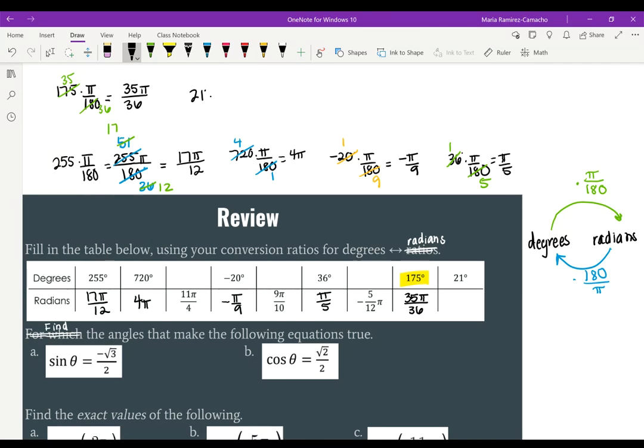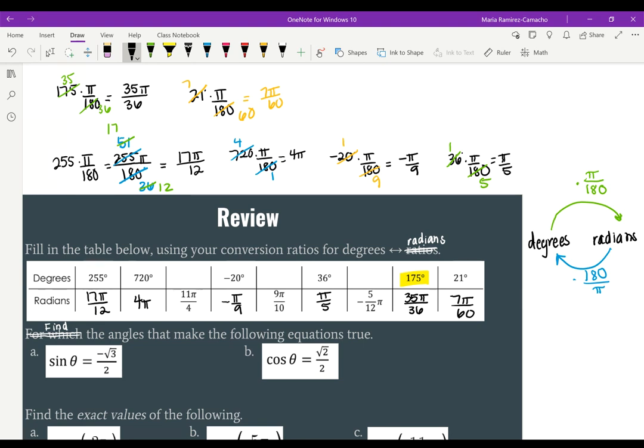Then 21 degrees times pi over 180. 3 goes into both of those numbers. 3 goes into 180 60 times. 3 goes into 21 7 times. Okay, can't simplify further. That's just 7 pi over 60.